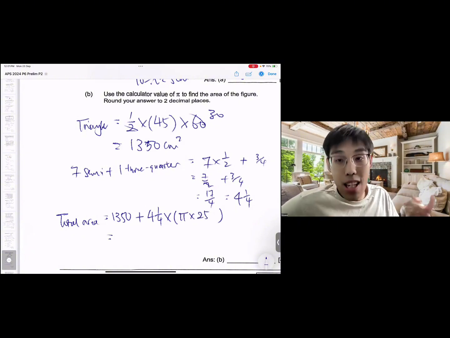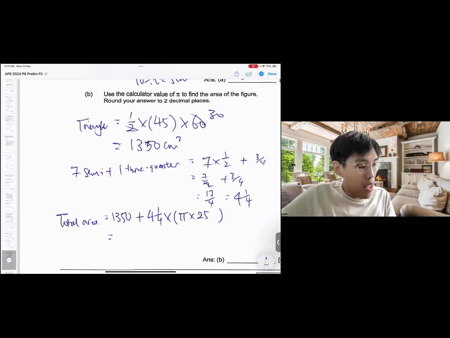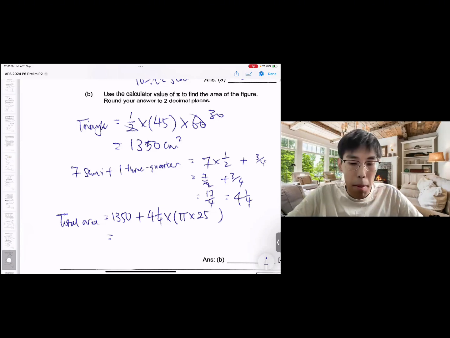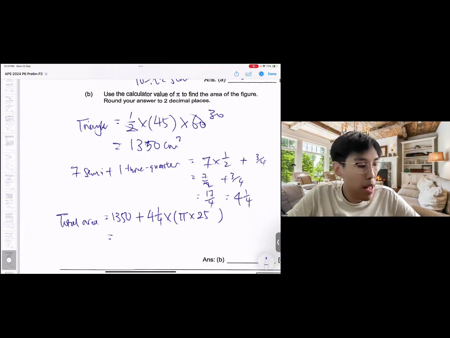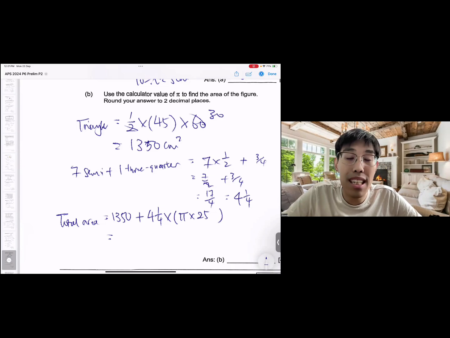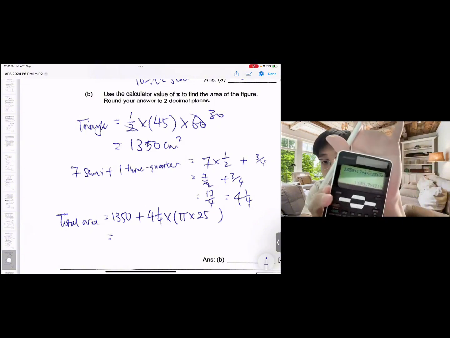Punch this in the calculator and you get the answer. Okay, so 1350 plus the 17/4 multiplied by 25 pi, because they say use the calculator value of pi. I don't care what the pi is. You just use the calculator pi. Okay, so you will get this.